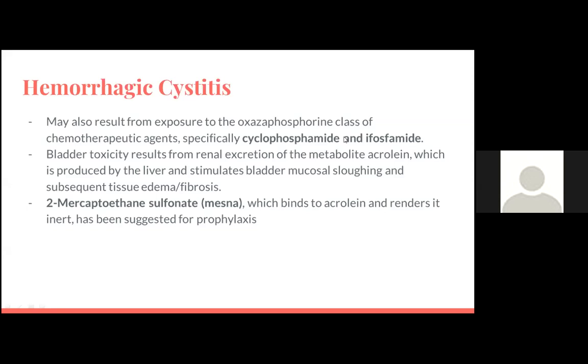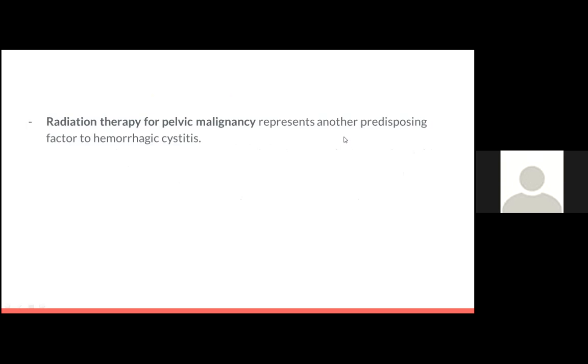Mesna, mercaptoethane sulfonate, which binds to acrolein and renders it inert, has been suggested for prophylaxis. Radiation therapy for pelvic malignancy represents another predisposing factor.